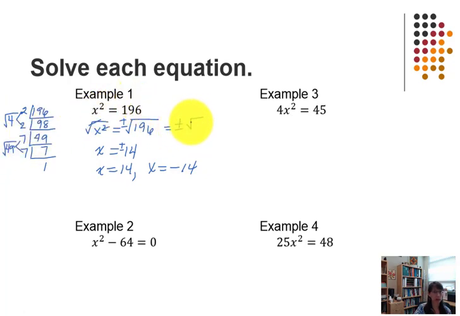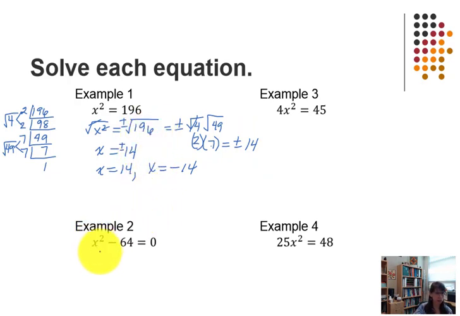So that means plus or minus the square root of 4 times the square root of 49. So I know 4 would be released as 2. 49 would release as 7. And 2 times 7 makes 14. So that's just another way to get the same answer if you don't have your calculator.